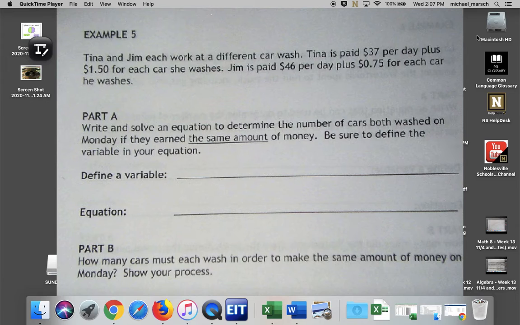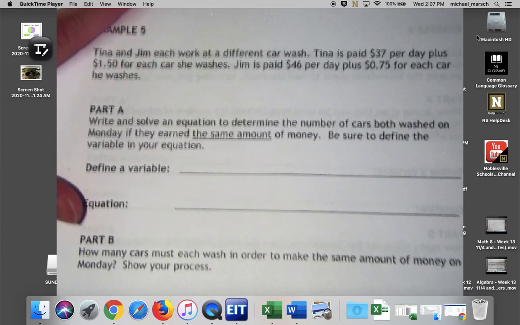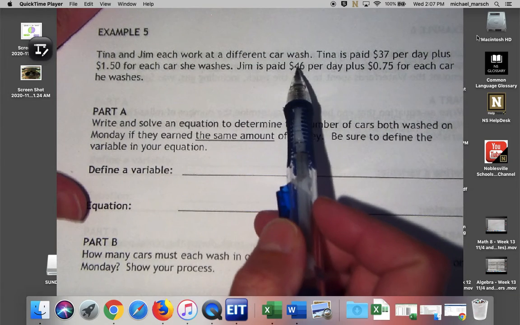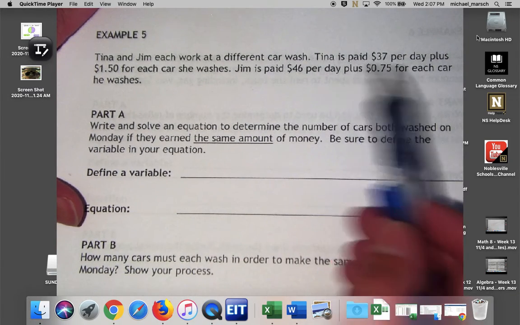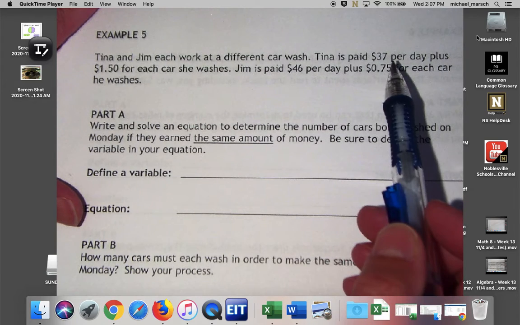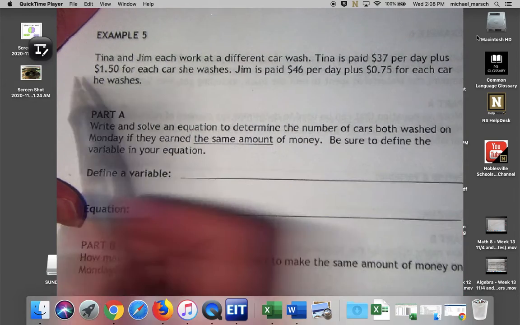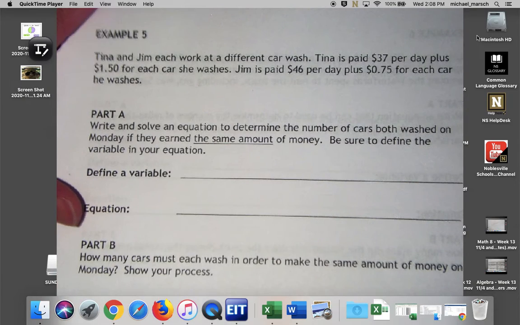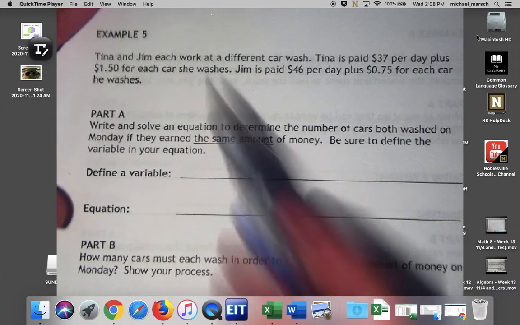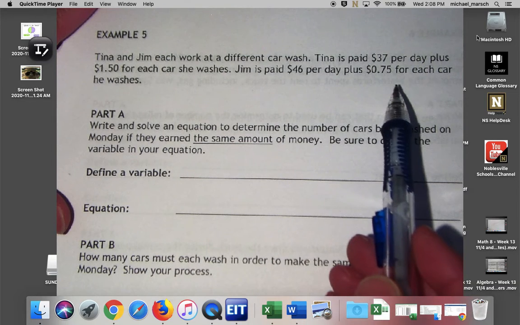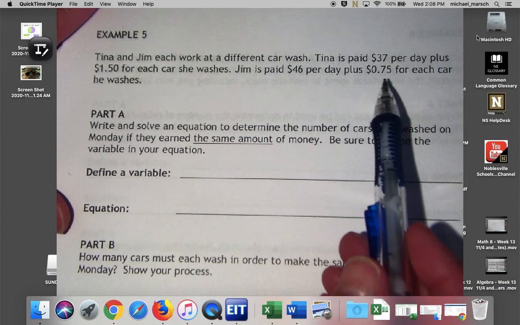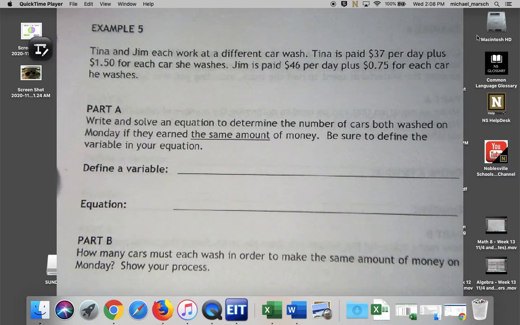How does one get $46 a day for cleaning cars? Okay, so let's go through this problem. So they work at the car washes, right? I want to do that. So Tina gets paid $37 per day for showing up, and then she gets $1.50 for each car she actually works on. Jim gets paid more for showing up, but gets less per car. Okay, so it's because of where they work. I don't think it's because of their gender.